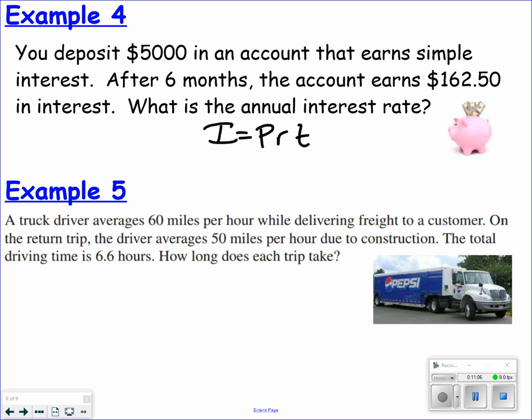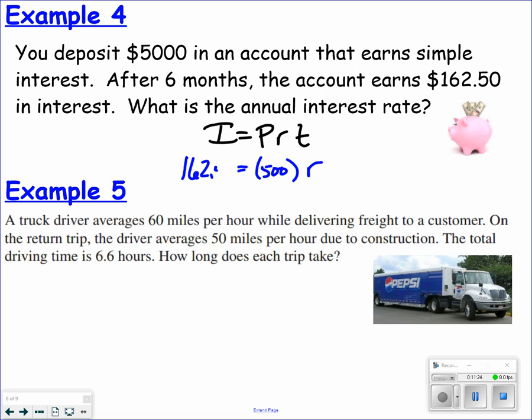Now, P stands for principal, meaning the initial amount that you're putting in, or what's known as the principal amount. So in this case, the principal amount that you're putting in is 500. R is what we're trying to find. I is what's called interest earned, or money earned.